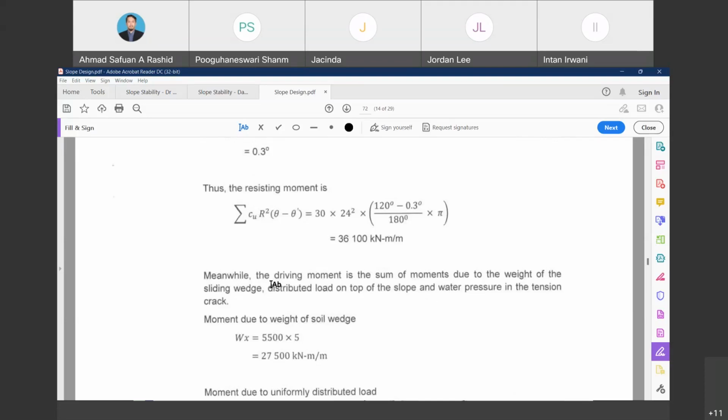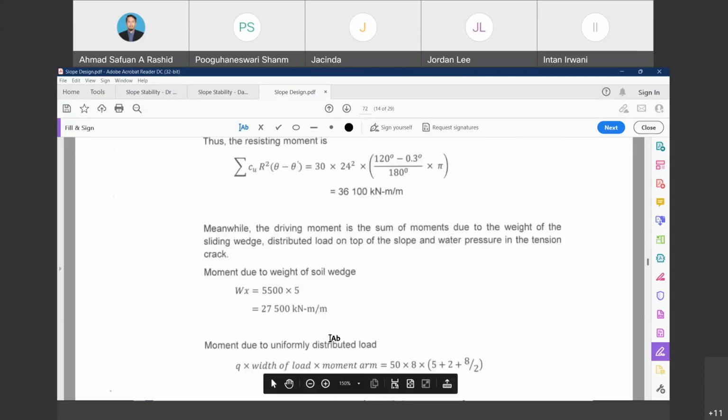Okay, distributed load. We have three there: the moment of the weight of the sliding wedge, this distributed load, and the water pressure in the tension crack. So the moment due to the weight of the soil wedge is 27,500. That is the moment for the soil wedge.